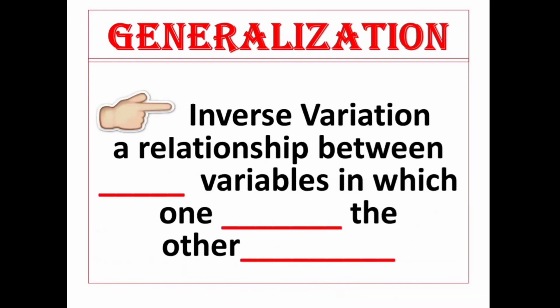From that, class, we can make generalizations for our lesson today. I want you to complete this statement: inverse variation, a relationship between variables in which one blank, the other blank. Let's check if your answer is correct. Inverse variation, a relationship between two variables in which one variable decreases, the other increases, or one variable increases, the other decreases.